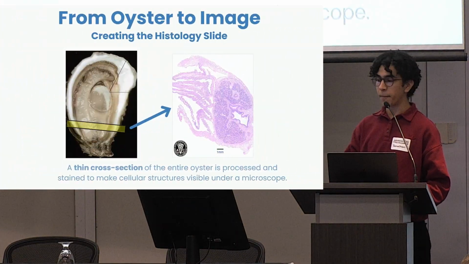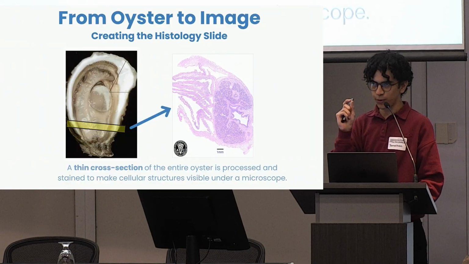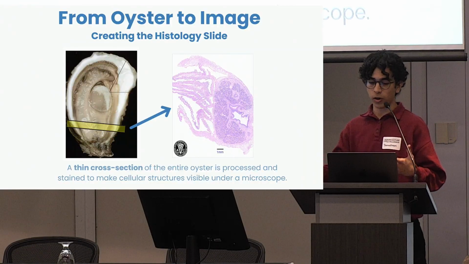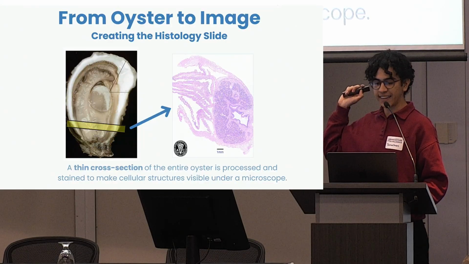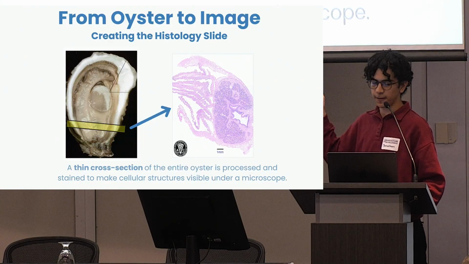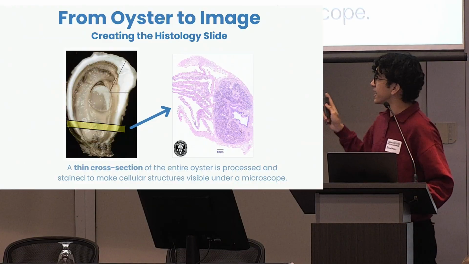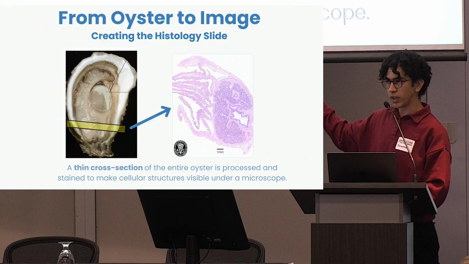That threat is microscopic. So the enemy is extremely small, meaning that we can't just look at an entire oyster on half the shell. We have to look at inside the tissue itself. And the tool that allows us to do that is called a histology slide. Here you can see exactly how we get from a whole oyster to the digital image that we analyze.